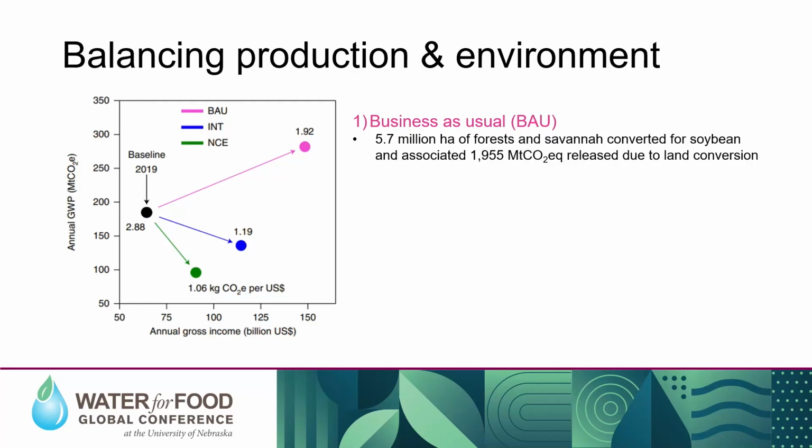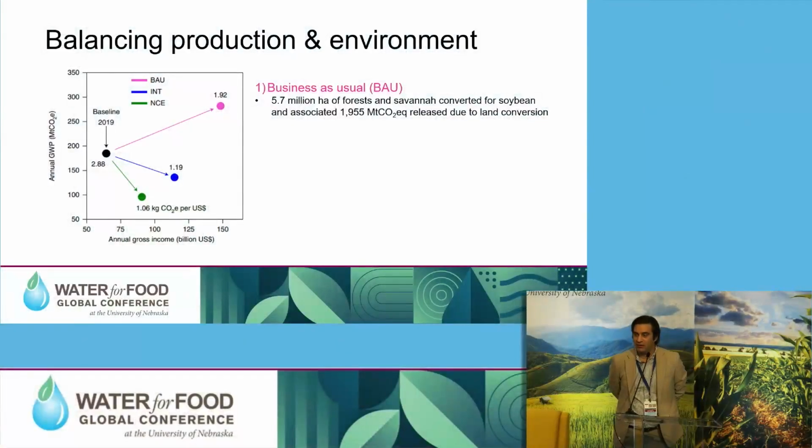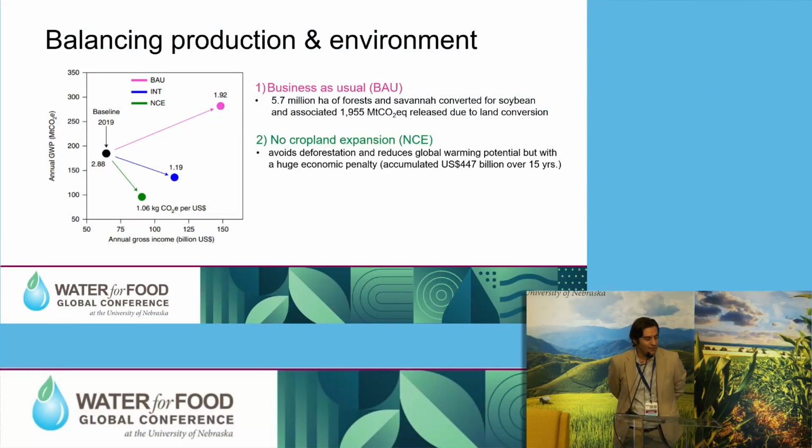Again, if we just keep doing things the same way we have done it in the past, that's great for production, but not so great for the environment, as we estimate 6 million hectares of savannas and forests converted for soybean, and a huge bomb of CO2 equivalents emitted to the atmosphere. On the other hand, no cropland expansion, great, no deforestation, great, less warming potential, but a huge economic penalty, about $450 billion accumulated over a period of 15 years.